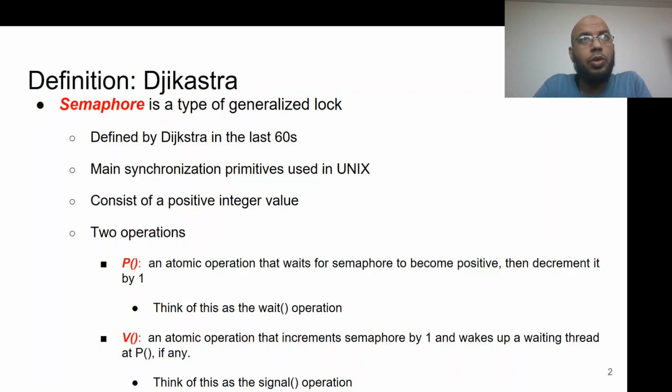Also, you might look at the number of slides that we have and think that this is going to be a really long lecture. It's actually not. It's just that there are many very fast slides that we are going to go through.